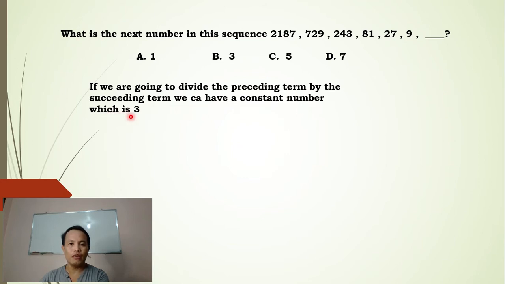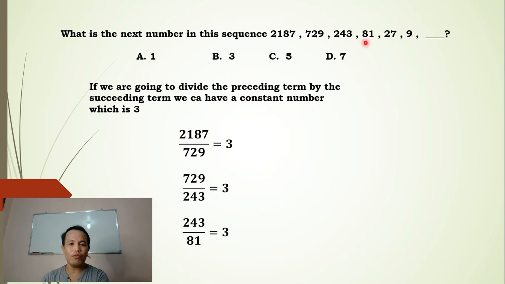which is 3. That means if we divide 2,187 by 729, we get 3. And if we divide 729 by 243, that is equal to 3, and so on. If we divide 243 by 81, we get 3, and 81 divided by 27 is also 3. Then 27 divided by 9 is also 3. So the constant number, if we divide the preceding term by the succeeding term, is 3.